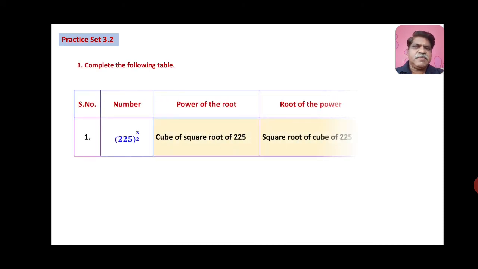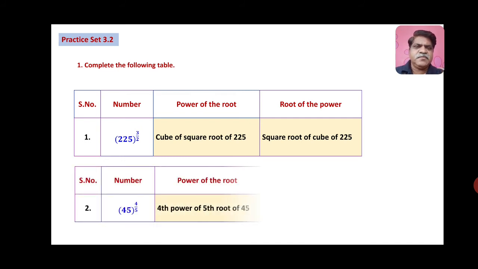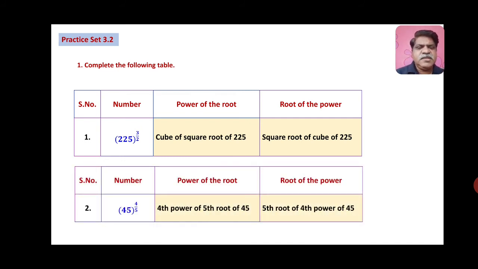Complete the following table. See, this is the first problem. 225 raised to 3 upon 2. In the power of the root form, it can be written as cube of square root of 225, or in the root of the power form, this can be written as square root of cube of 225.